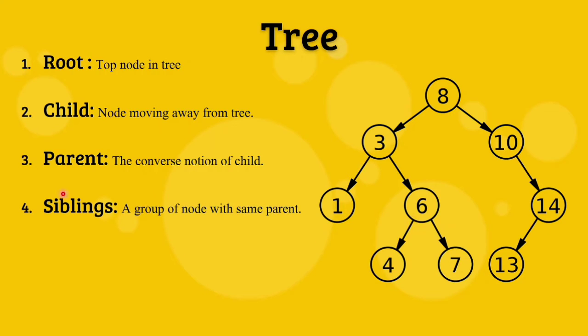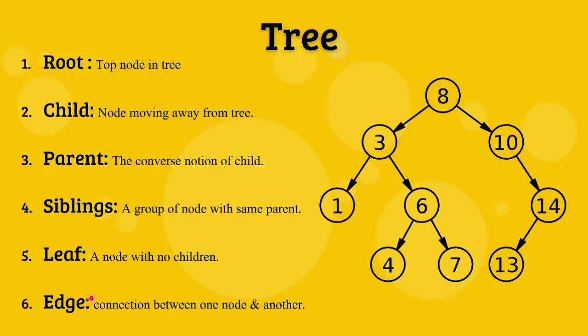After that we have siblings, a group of nodes with the same parent. So 1 and 6 both belong to the same parent, so again 1 and 6 are siblings. Then we have a leaf, a node with no children. That means 3 has the child 1, so it is not a leaf node, but 1 does not have any child, so it is a leaf node. After that we have the edge, the connection between one node and another. So the connection which is joining 1 and 3 is called an edge.